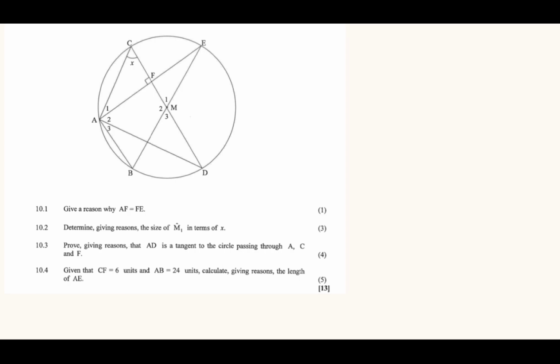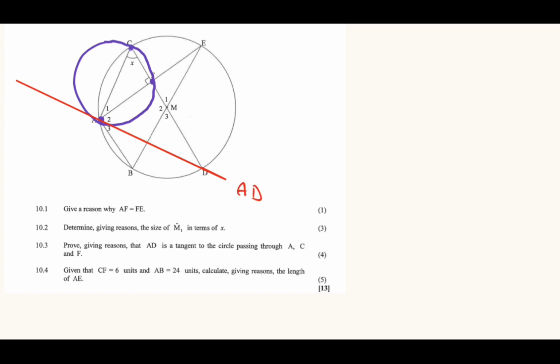Prove, giving reasons, that AD is a tangent to the circle passing through A, C, and F. We have A, C, and F, which lie on a circle. So that's our circle. So let's draw the tangent AD. So we are saying that there is a circle which passes through A, C, and F, and that circle is tangent to the line AD. So we have to prove that.